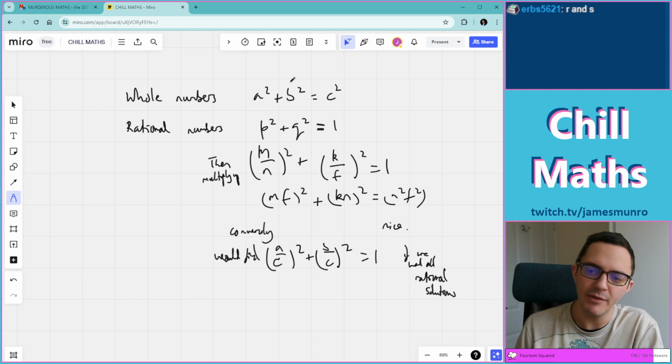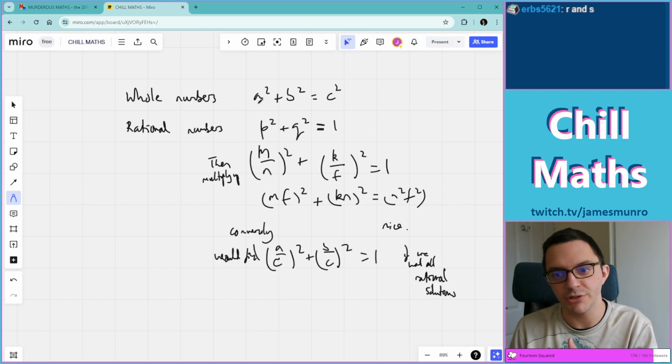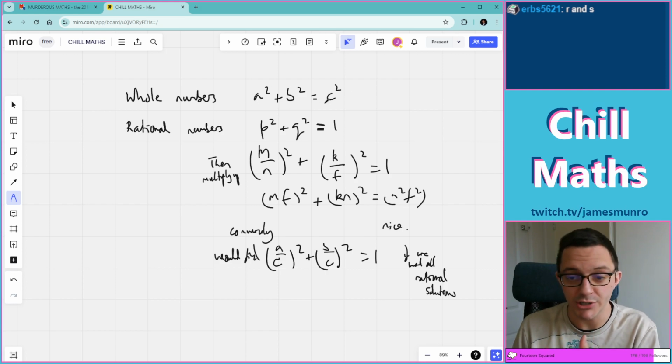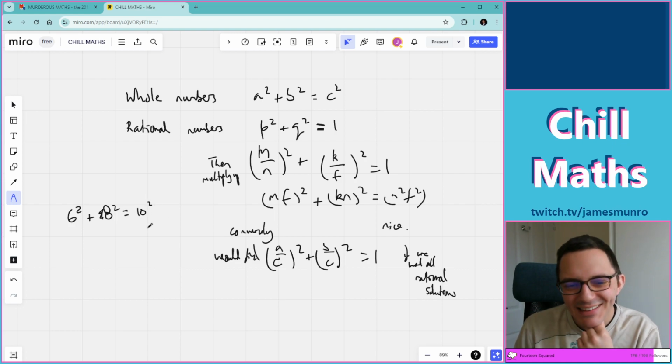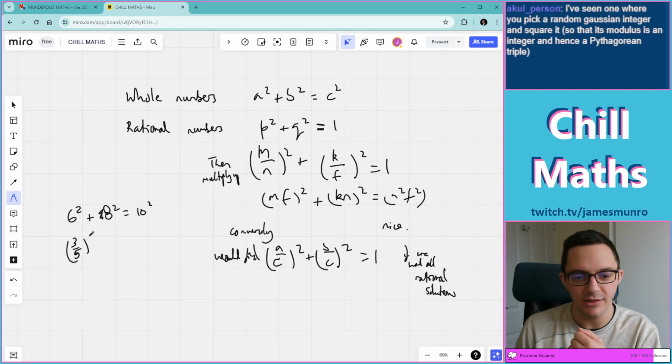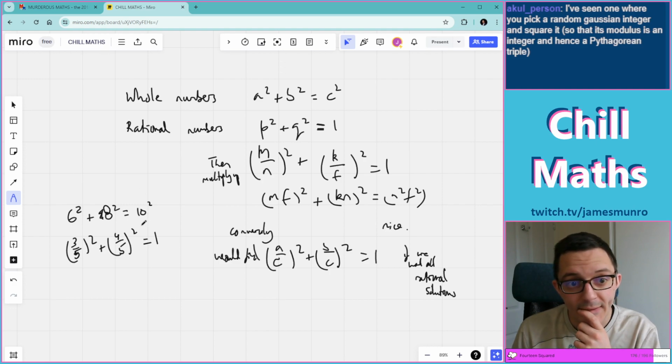Yeah, I suppose if you started with the correct solution to this equation at the top, 6 squared plus 8 squared equals 10 squared. And then you divide it by 10, then you would get to the same values as if you'd started with the 3, 4, 5 thing. Yeah.